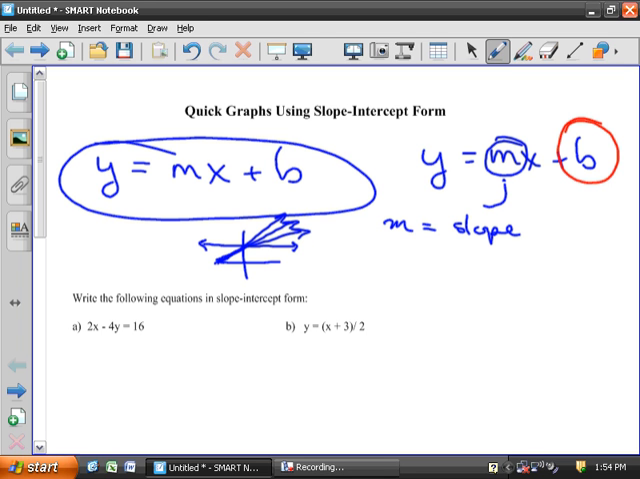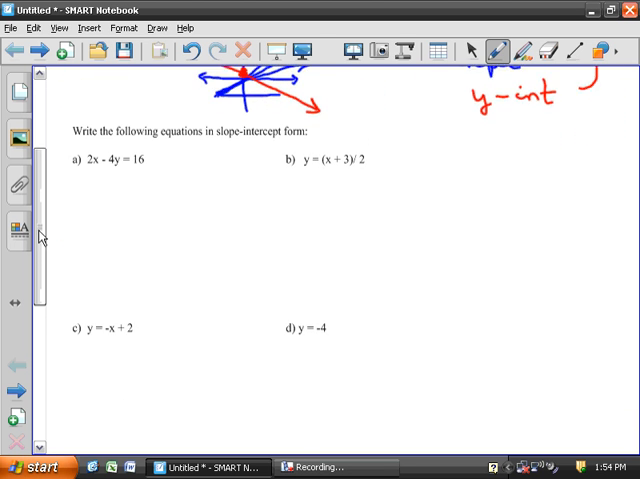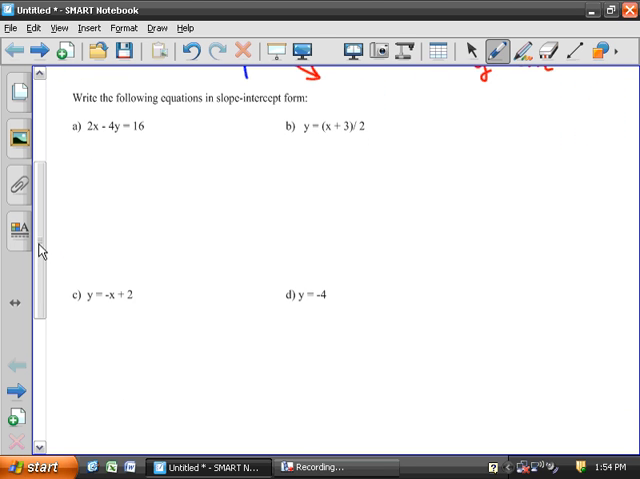If the m represents the slope, then this number b tells you what your y-intercept is. And when I say y-intercept, what I mean is where the line crosses the y-axis. So if I drew a line, for argument's sake, that looked like that, its y-intercept is right there, that point. It's where the line crosses the y-axis.